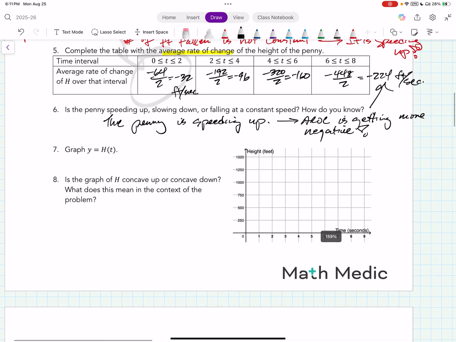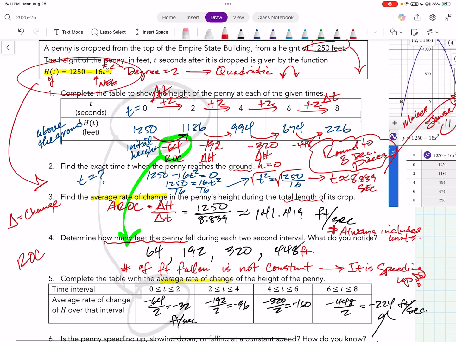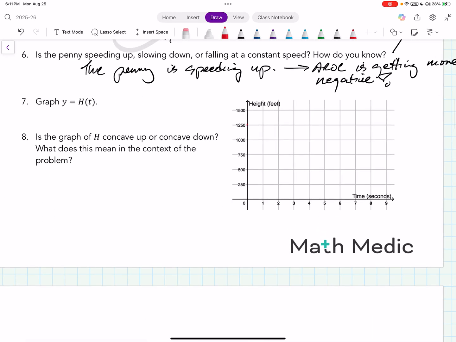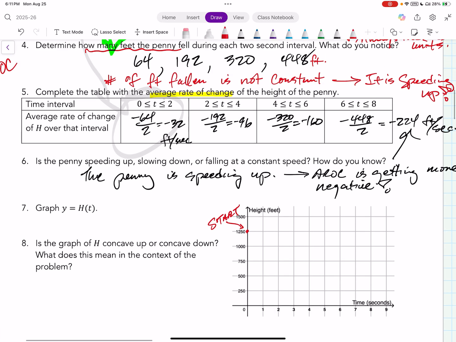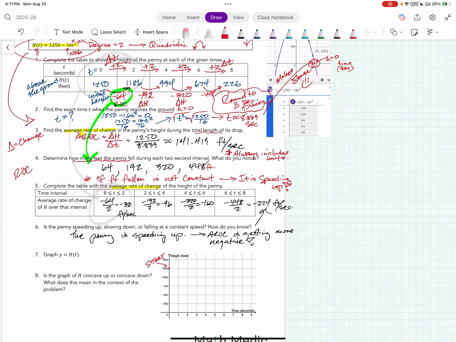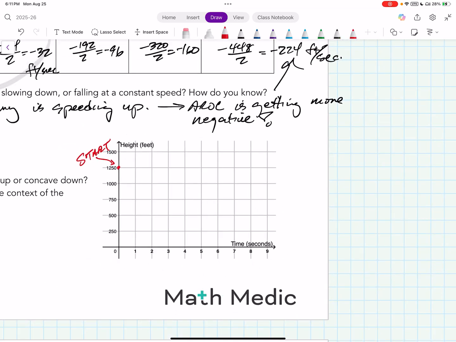Okay, now it says graph the function. All right, so here we've got to graph the points above. So 0, 1250. It starts off at the height of the Empire State Building here. So it starts here, right? And then we've got to approximate these values here. So let me zoom out. So let me see, 2, 1186. So go right 2, up 1186. Holy cow, we've got to approximate through here.